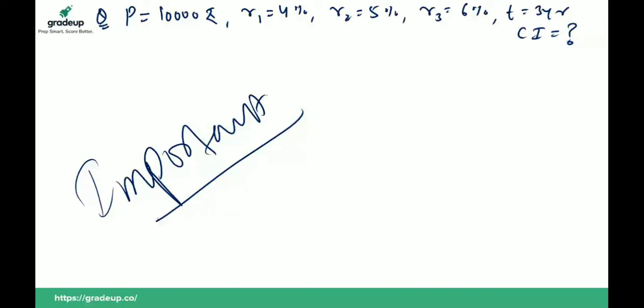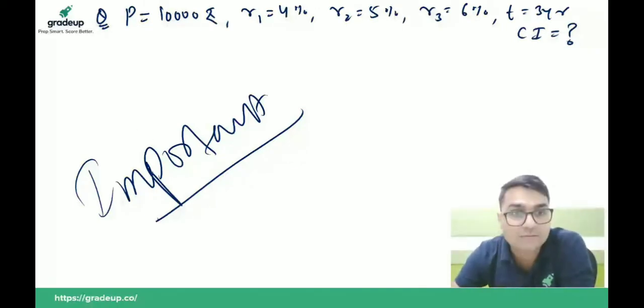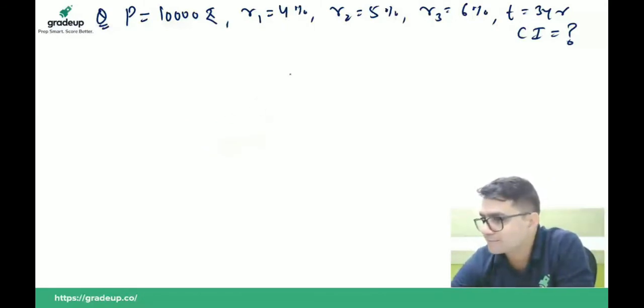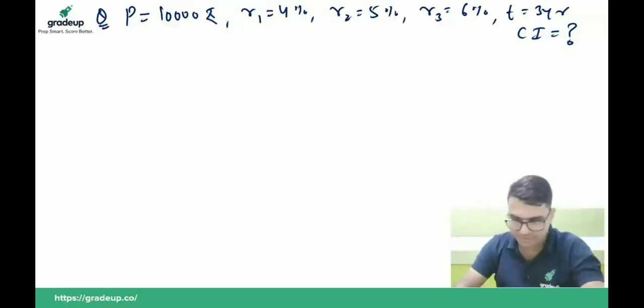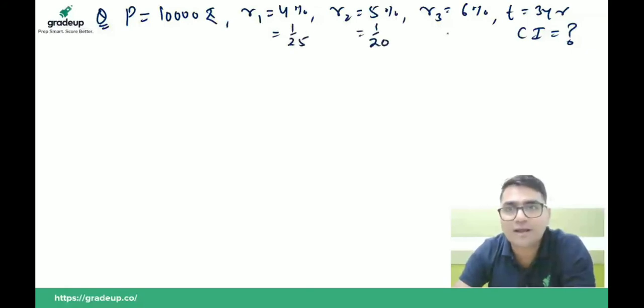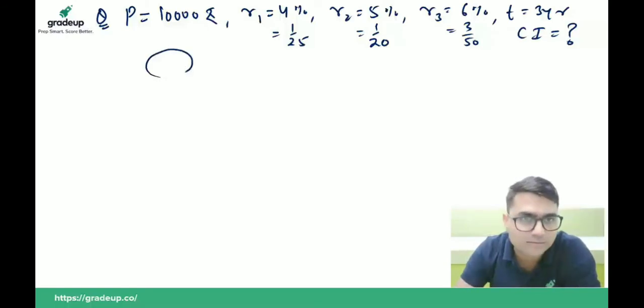Okay. So I will tell you, whenever you are having a different rate question, what will you do? Guys, always remember one thing. This is 1 by 25, this is 1 by 20, and this is 3 by 50. Whenever you are having 3 years, first of all, make the 3 year structure. So I'm changing the color of the pen.